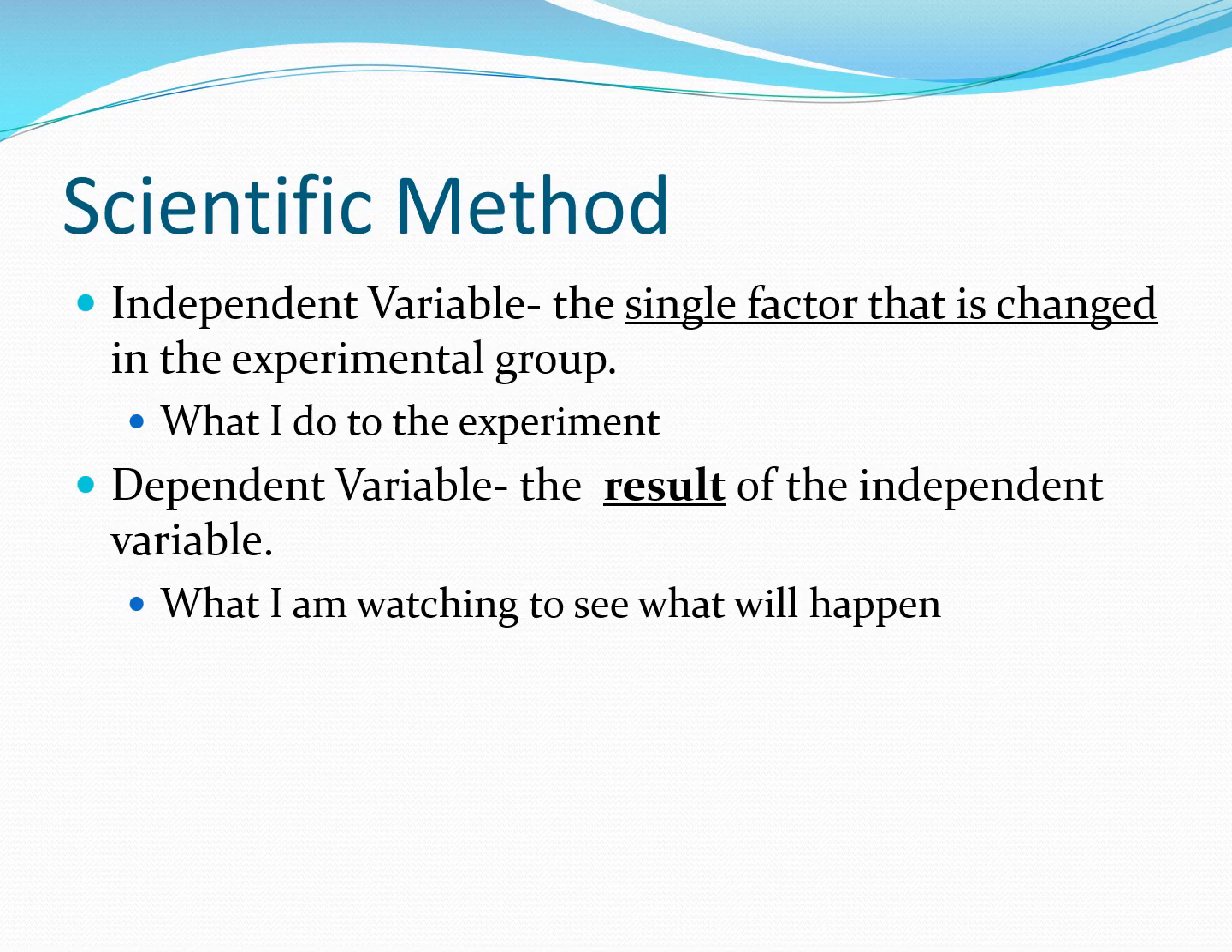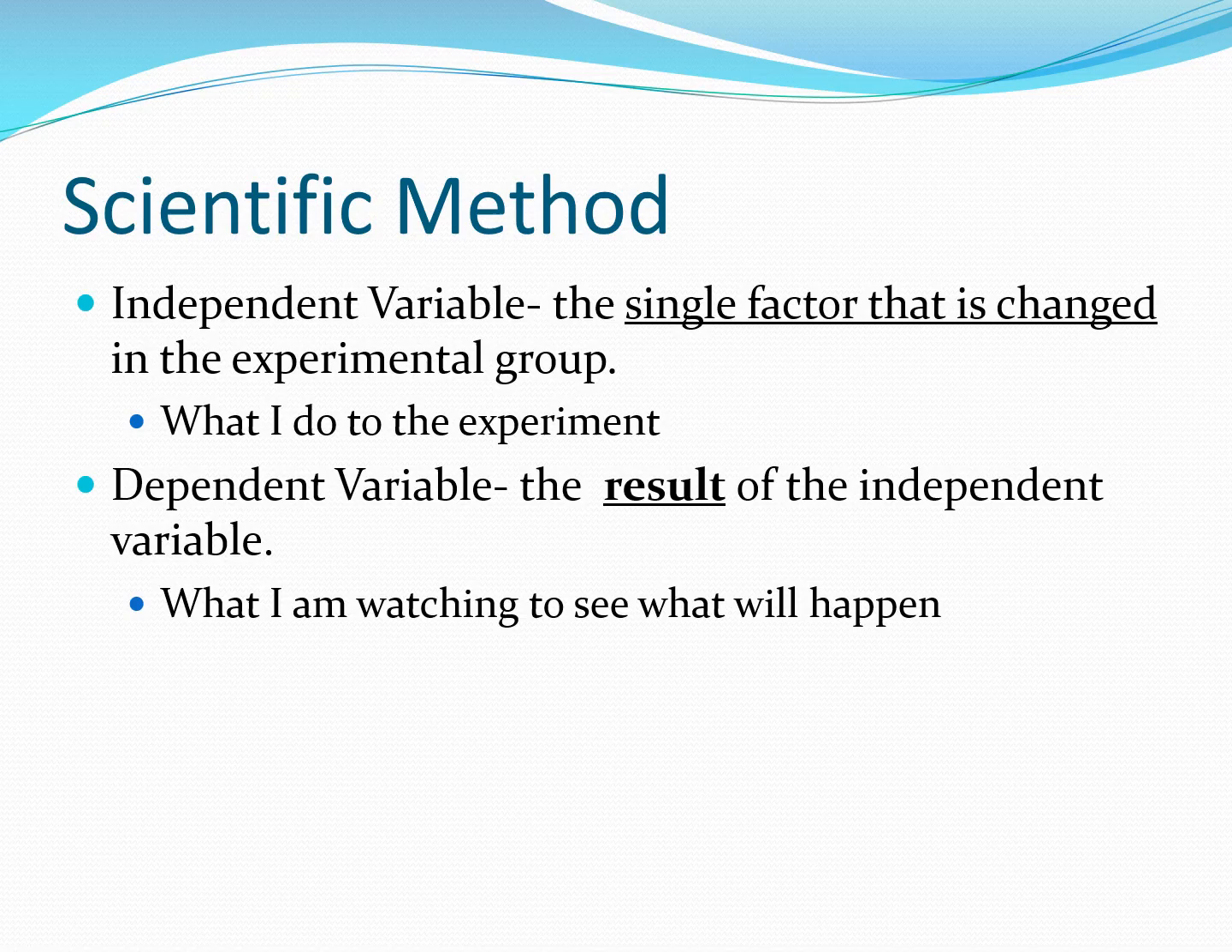When we look at the independent variable, I always remember independent has an I, starts with an I. Now the formal definition is the single factor that is changed. When you're doing an experiment, you can't experiment with a lot of different things at one time. Like you can't change the amount of water, you can't change the amount of soil, you can't give certain amounts of fertilizer. You need to pick one thing that you're going to do your experiment with. And that's what we call the independent variable.